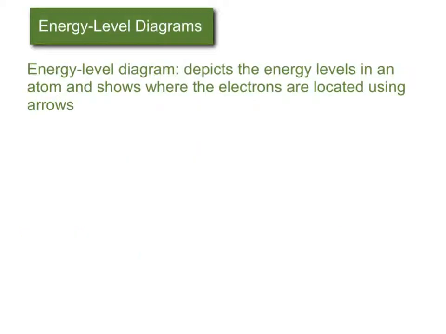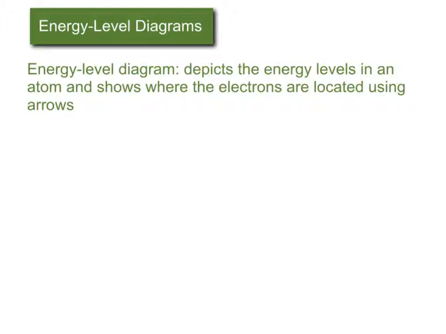And if you remember from class, we can have 2 electrons stored in each of the atomic orbitals. We can show where these electrons are located in their orbitals using an energy level diagram. An energy level diagram depicts the energy levels in an atom and shows where the electrons are located, which orbitals they're in, which sublevels, using arrows.